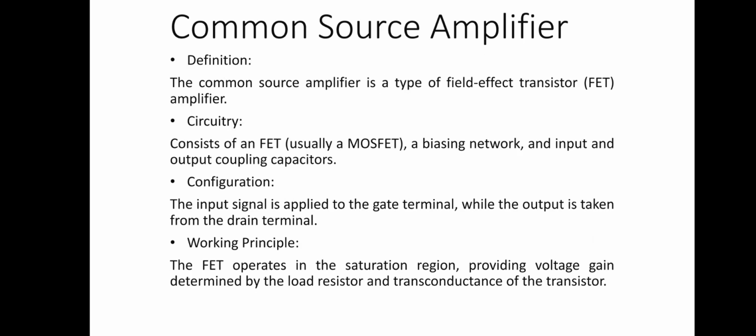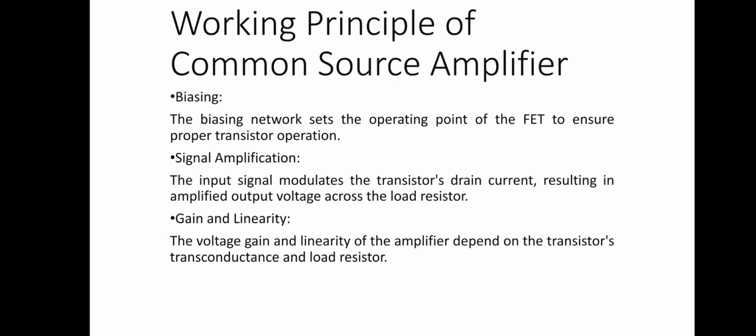Common source amplifier. Definition: the common source amplifier is a type of field effect transistor amplifier. Circuitry consists of an FET, a biasing network, and input and output coupling capacitors. Configuration: the input signal is applied to the gate terminal while the output is taken from the drain terminal. Working principle: the FET operates in the saturation region, providing voltage gain determined by the load resistor and transconductance of the transistor.